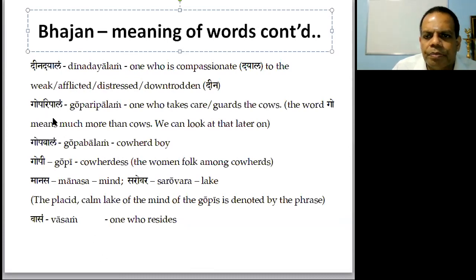Go Paripalam. The next word is Gopa Balam. You can see pala means to protect. Bala means a boy, a child. So you can see the difference between pa and ba. Sometimes, in our language, Tamil especially, we don't differentiate, but there's a clear differentiation in Sanskrit. Gopa means cowherd. Balam is boy, child. So cowherd boy is Gopa Balam.